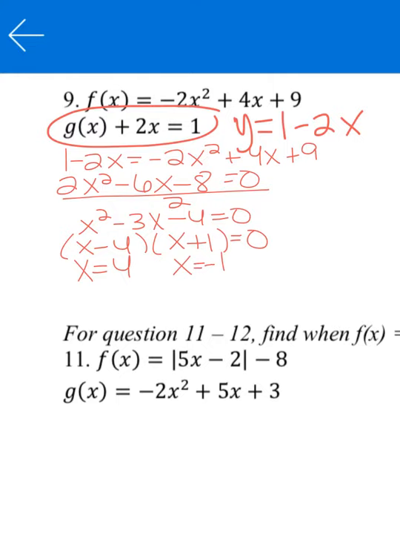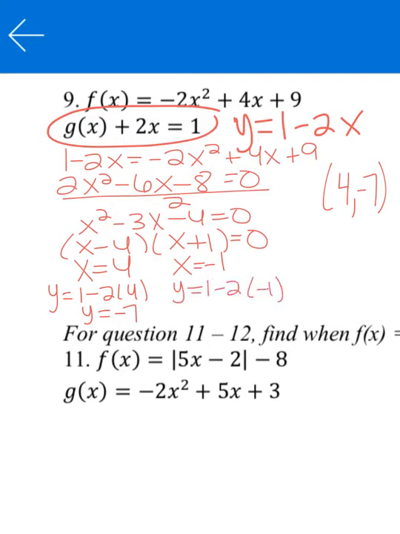I now have to find the y values. Y is equal to 1 minus 2 times x. This is y is equal to negative 7. So one of my answers is 4, negative 7. You have to write it as a coordinate. Y equals 1 minus 2 times x. This would give me 3. So the other answer is negative 1, 3.